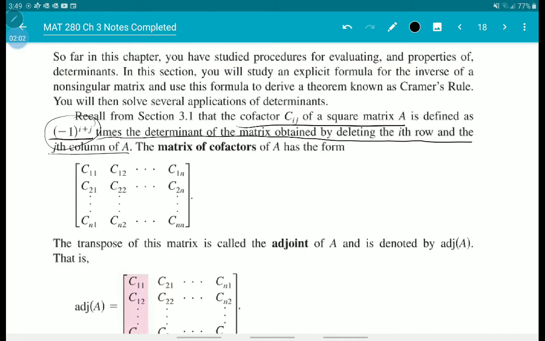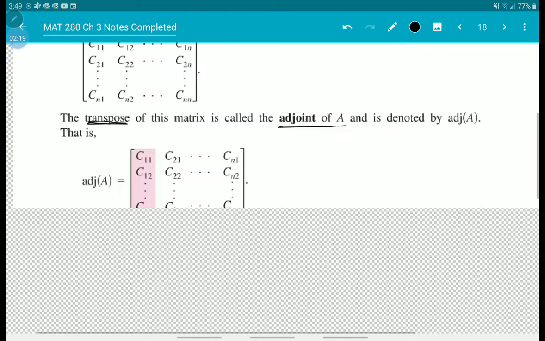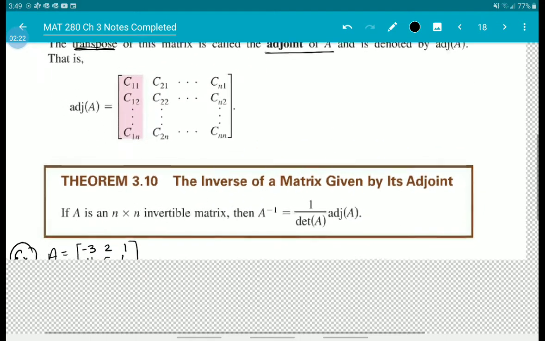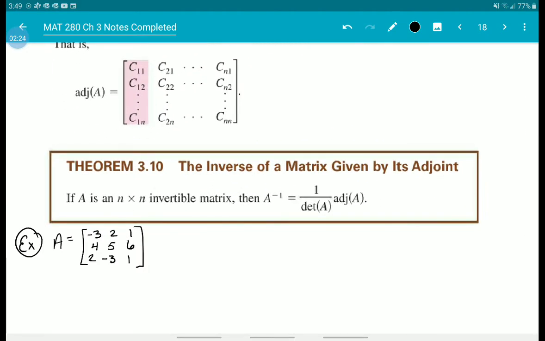So we can find cofactors for every item in the matrix, and we can create what's called a matrix of cofactors. If we take that cofactor matrix and find the transpose of it, that transpose is called the adjoint. Now the adjoint can be used to find the inverse, and Theorem 3.10 tells us how to do that. It says if A is an n by n invertible matrix, then the inverse can be found by 1 over the determinant of A times the adjoint of A. So this is just another way to find an inverse.